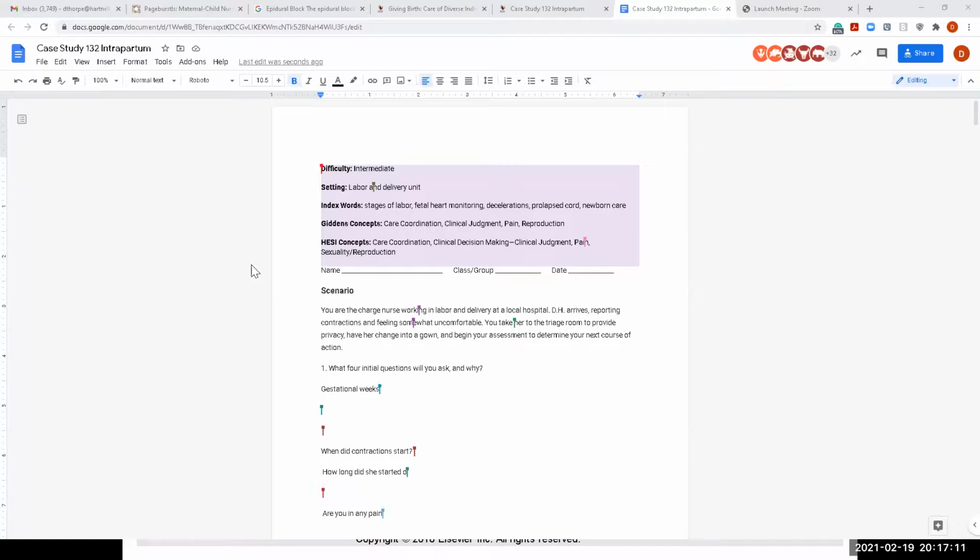Okay, so you're the charge nurse working in labor and delivery at the local hospital, and DH is your patient. She arrives reporting that her contractions are feeling somewhat uncomfortable. You take her to the triage room, have her change into a gown, and begin to do her assessment. What do you think are the 4 questions you want to ask, and why?